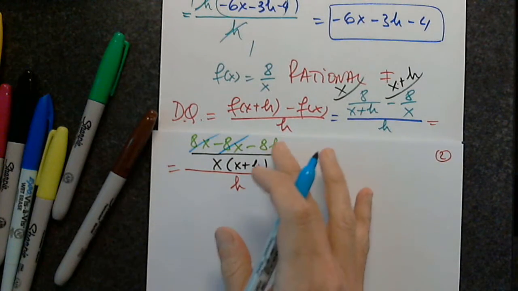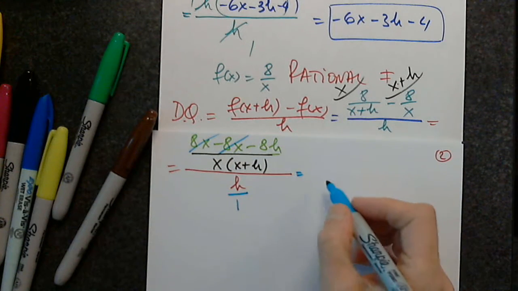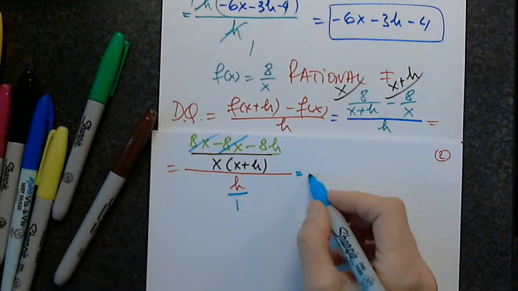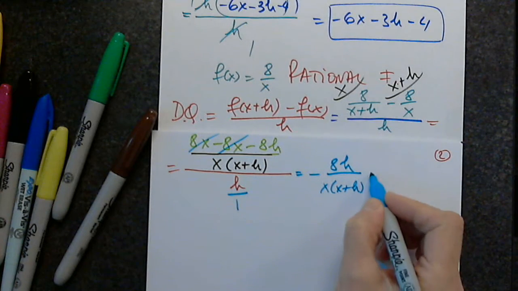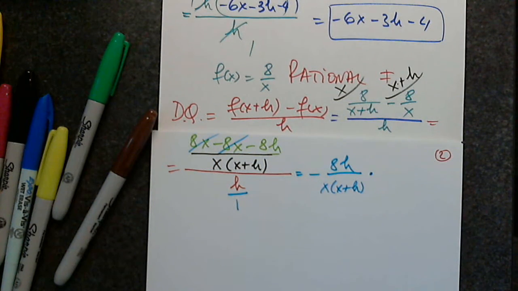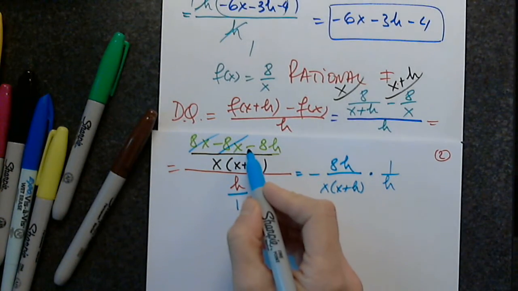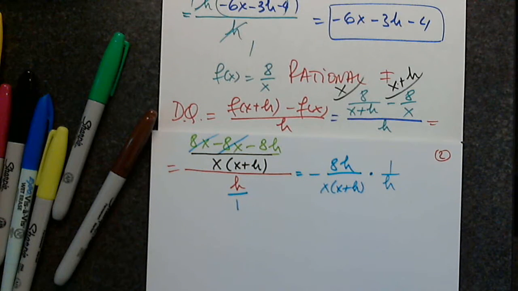Now I have two fractions. Look at this, the top fraction and the bottom fraction. How do I divide two fractions? I copy the top fraction and I multiply it by the reciprocal. Exactly. Is that negative 8? Yes, it's a negative right here. Negative of a positive, I'll put it in front.